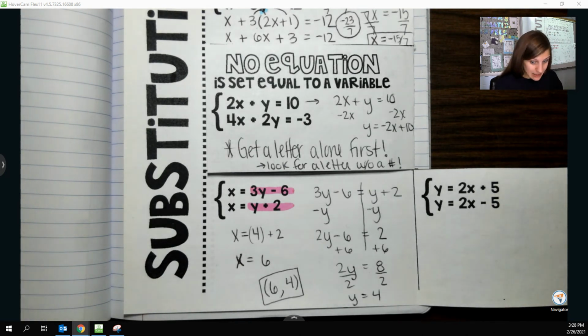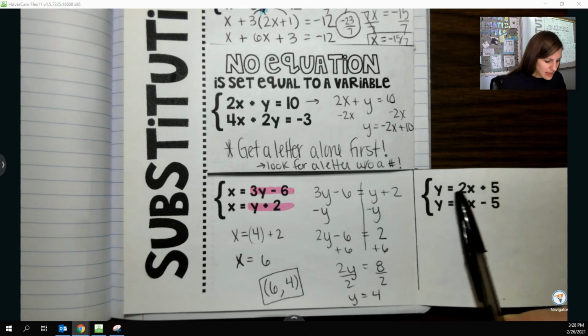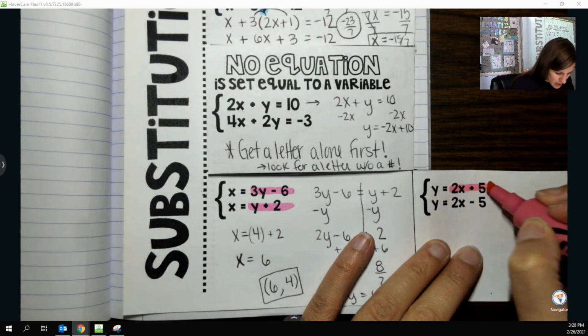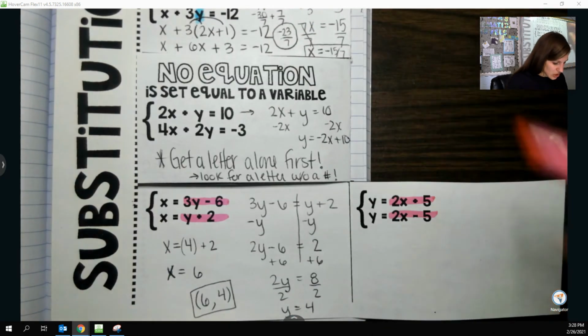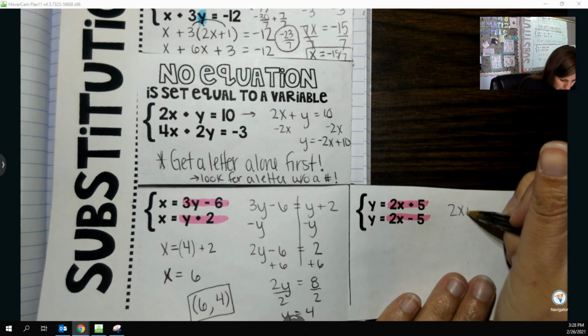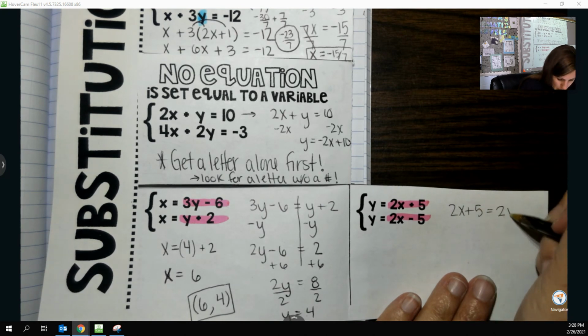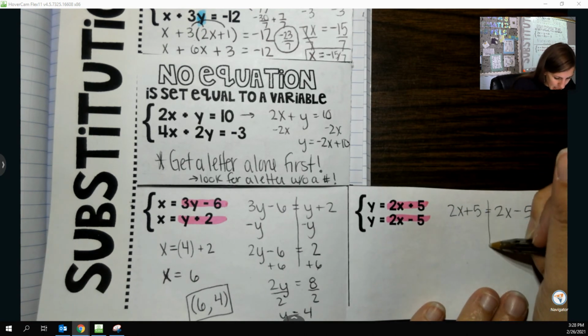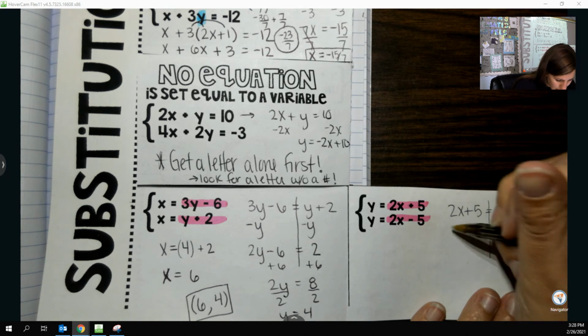Last but not least for this video. These two equations here are both set equal to y. So I can set them equal to each other. And so I'll have 2x plus 5 equals 2x minus 5. Then I want to get my x's together on the same side. So I'll subtract the 2x.